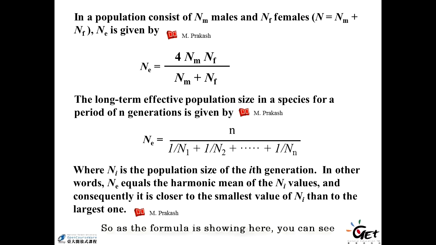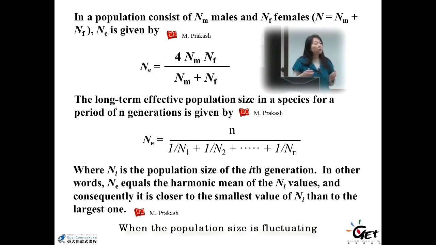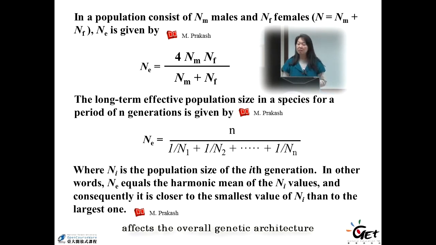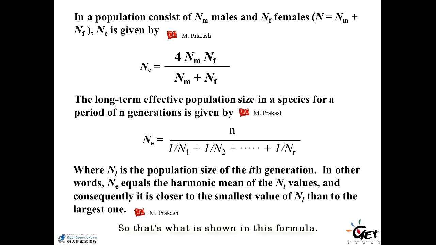As the formula shows here, you can see the point I just made in the previous slide. When the population size is fluctuating over several generations, the smallest population size affects the overall genetic architecture of the population the most. That's what's shown in this formula. I think it will be much clearer if you look at the formula here.